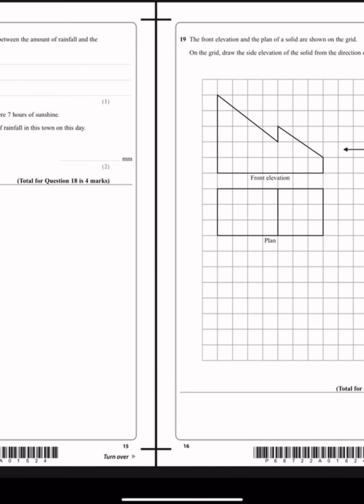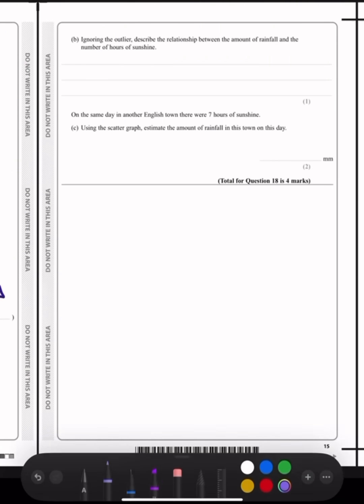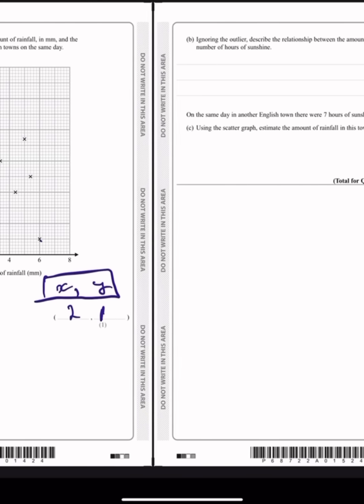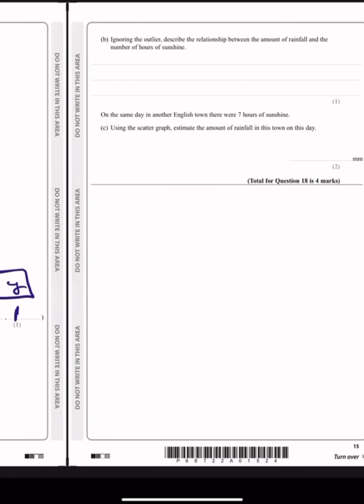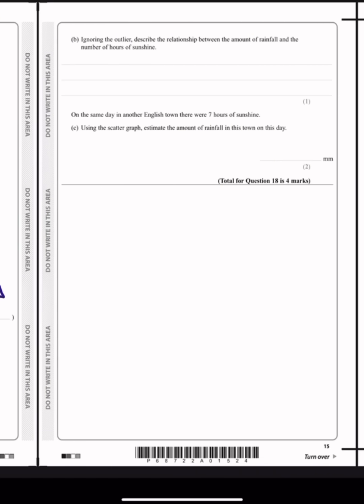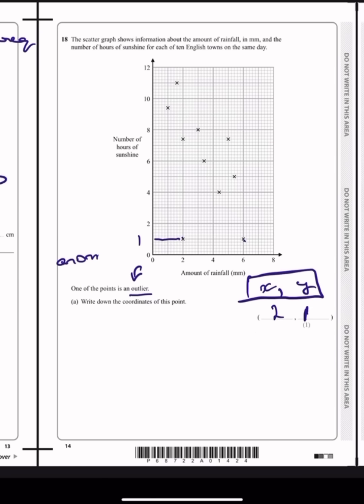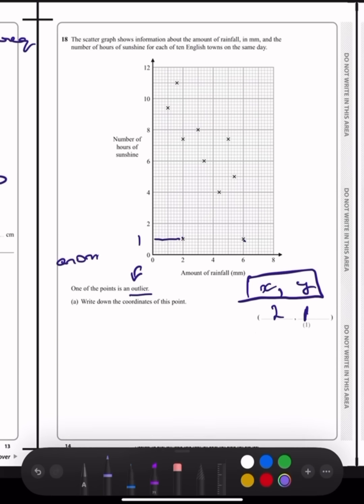Moving on to the next question. Okay. Our next question is, ignoring the outlier, describe the relationship between the amount of rainfall and the number of hours of sunshine. So if we go back, let's ignore the outlier here. We need to tell them what is happening here, like if this increases, what happens to that. So we need to explain it in that way.